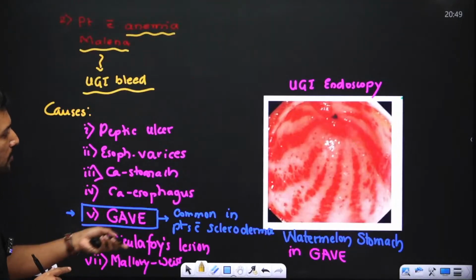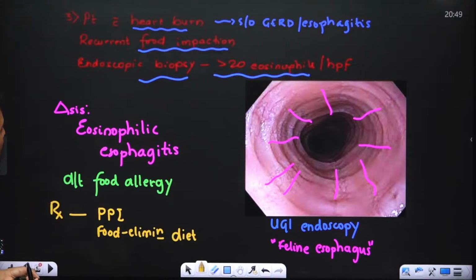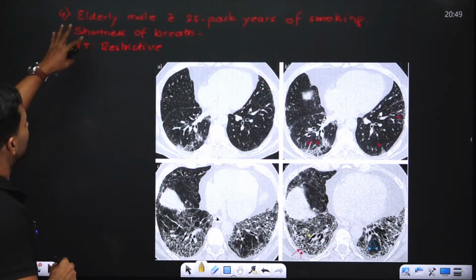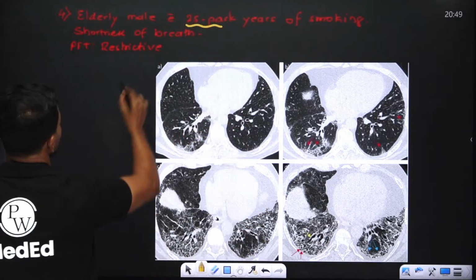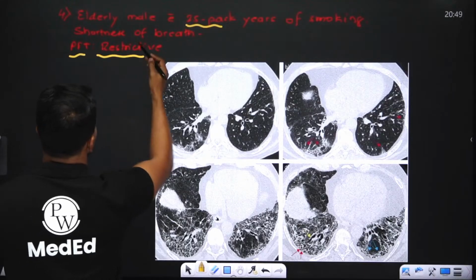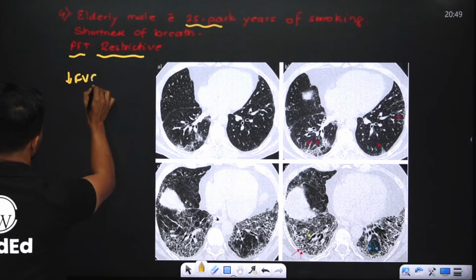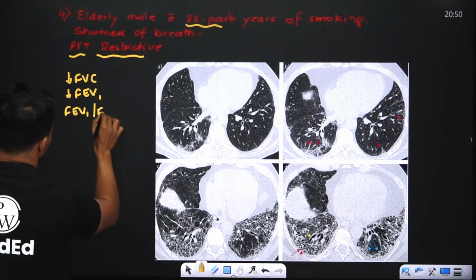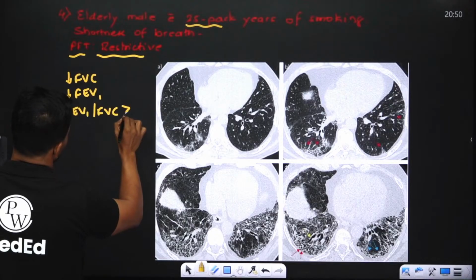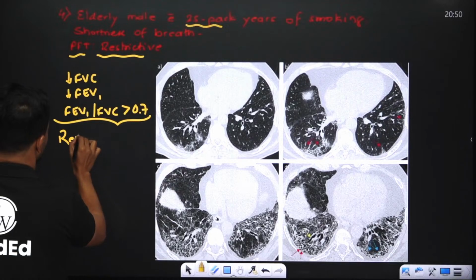So, two endoscopic images: watermelon stomach is GAVE, and feline esophagus is our eosinophilic esophagitis. Okay, next: elderly male with 25 pack years of smoking, shortness of breath, and PFT showing a restrictive pattern. Restrictive pattern means decrease in FVC, decrease in FEV1, but FEV1 by FVC ratio still more than 0.7. This is what we call the restrictive pattern.